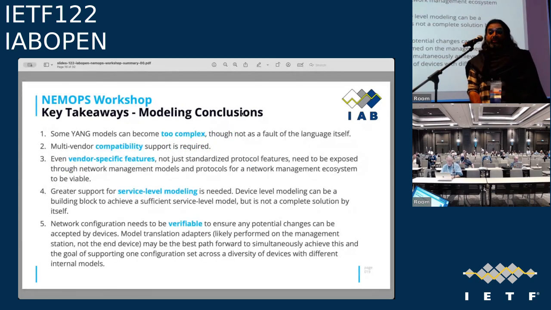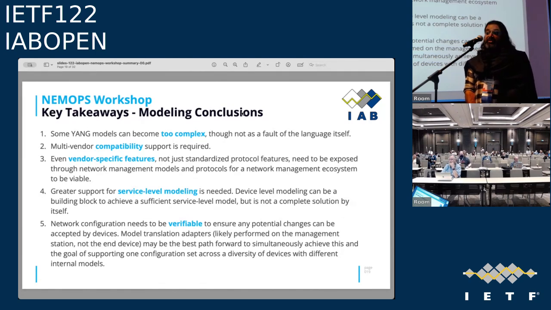Modeling conclusions. Our Yang models can become too complex. Everybody agrees that this is a problem, but there's something we can't do about it. It's not Yang's fault that it's complex. Our protocols are complex. There are way too many knobs to play around with. That's the reality. Multi-vendor compatibility support is required.